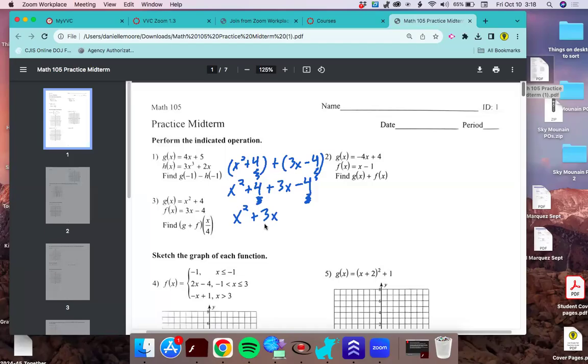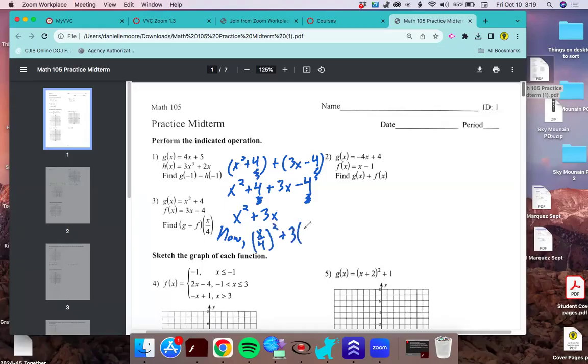And now we'll do the x over 4 part. So now we'll shoot in an x over 4 instead of x. And so now here we go. Instead of x squared, we'll call it x over 4 squared.